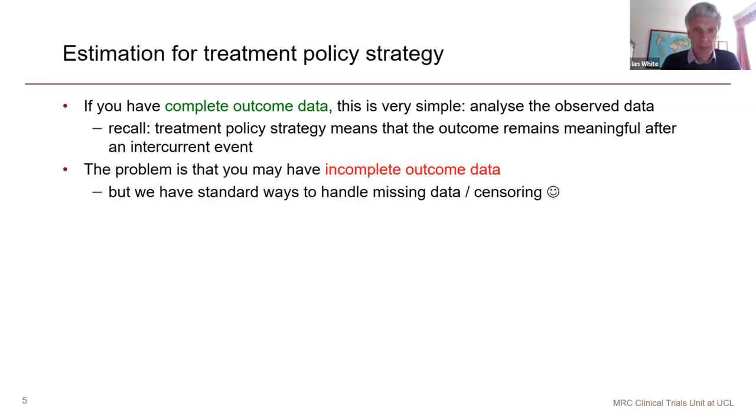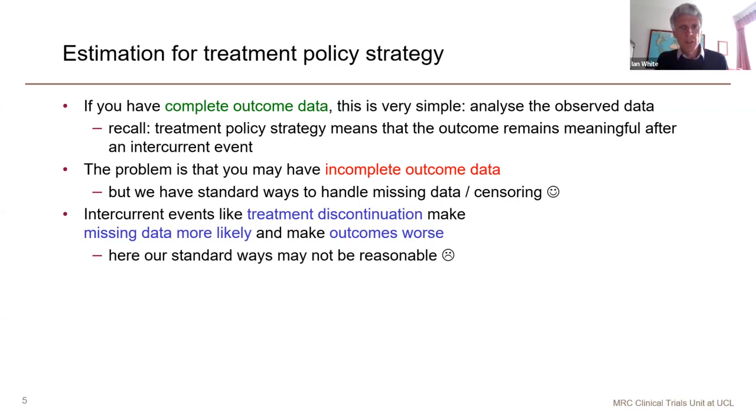You're going to have incomplete outcome data. But then you might say, well, we have standard ways to handle missing data. I'm thinking of incomplete data as both missing data on binary or quantitative outcomes, but also censoring of time to event data. Those are both forms of missing data for me. So we have standard ways to handle that. Do we have a problem? Well, maybe not, but in some cases we do.